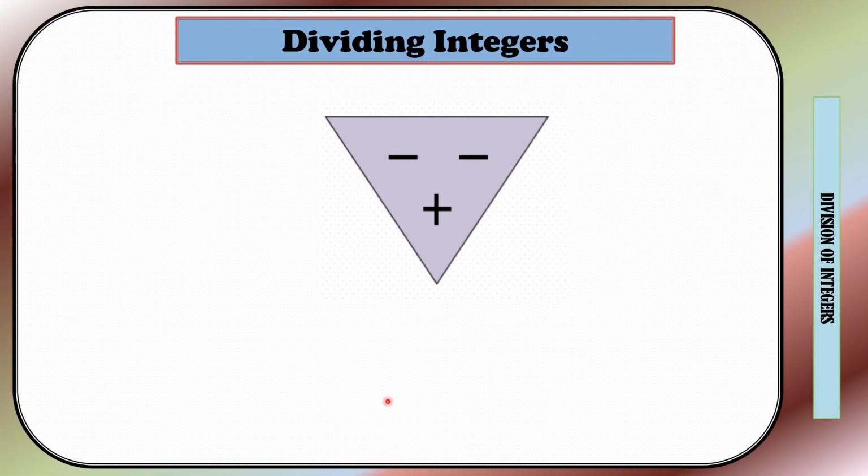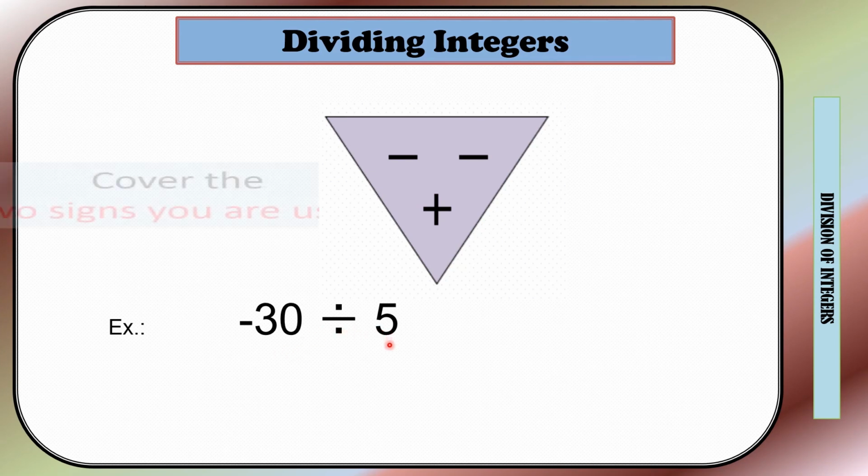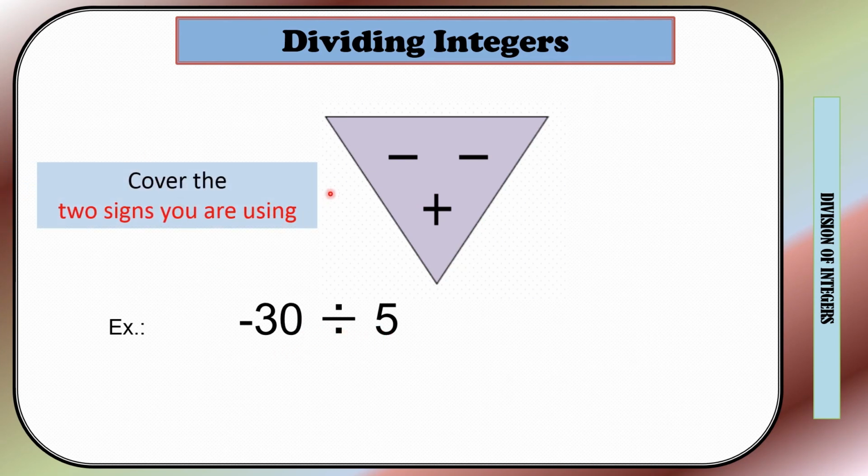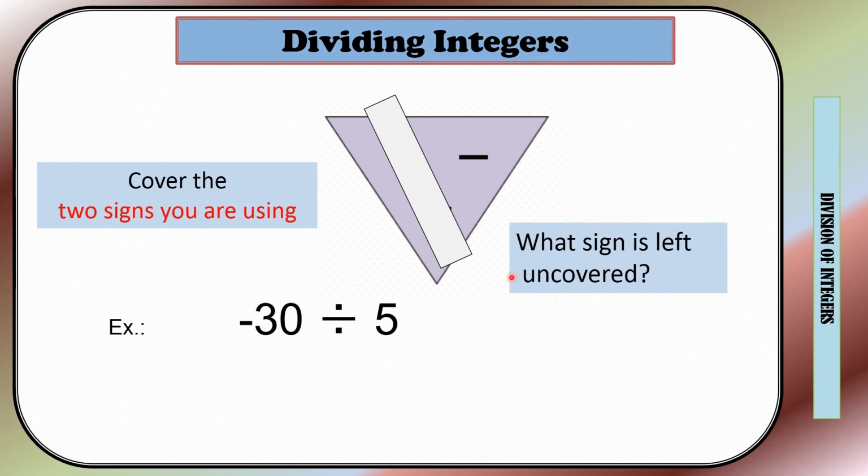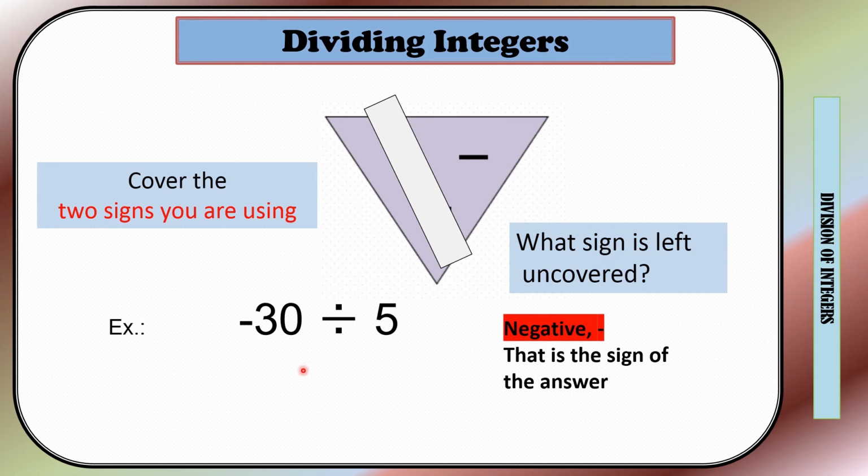Let's have another example. Negative 30 divided by 5. So when you divide that, again, cover the two signs, negative and positive. So let's cover this. And what is the sign left uncovered? That is a negative. So since this is negative, you know already the answer for this given. The sign is negative. Then divide. 30 divided by 5, that will give you 6. Our quotient now is negative 6. Okay, did you get it? Good job.